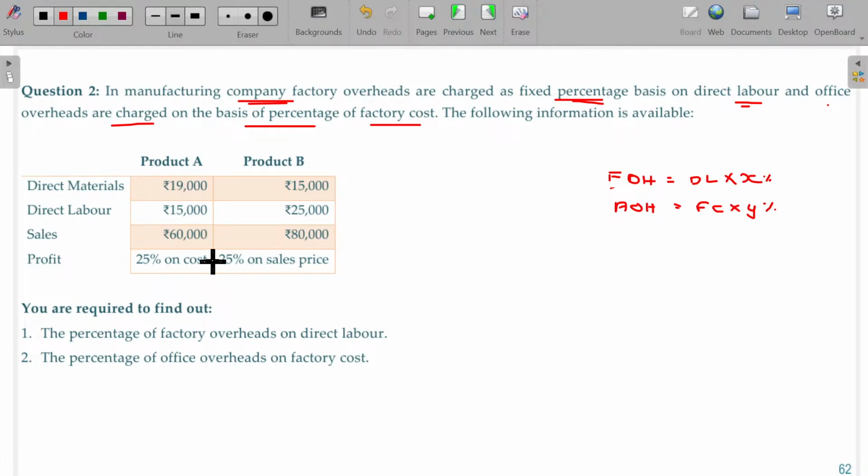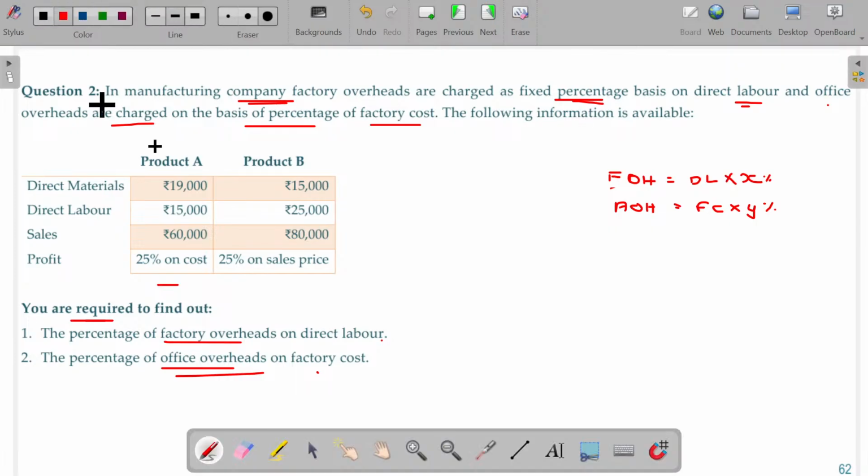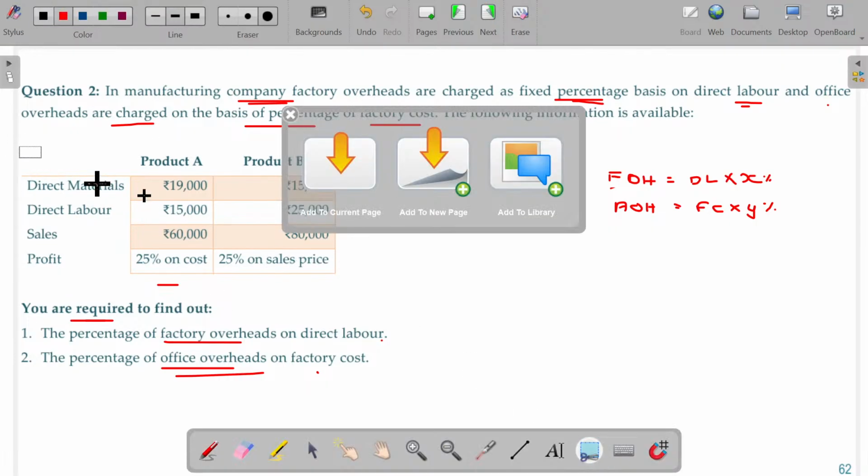We have been given direct material, direct labor, sales and profit. Profit details are given. You are required to find out the percentage of the factory overheads on direct labor, and the percentage of the office overheads on the factory cost. This percentage is missing in this illustration. We try to solve this illustration now.